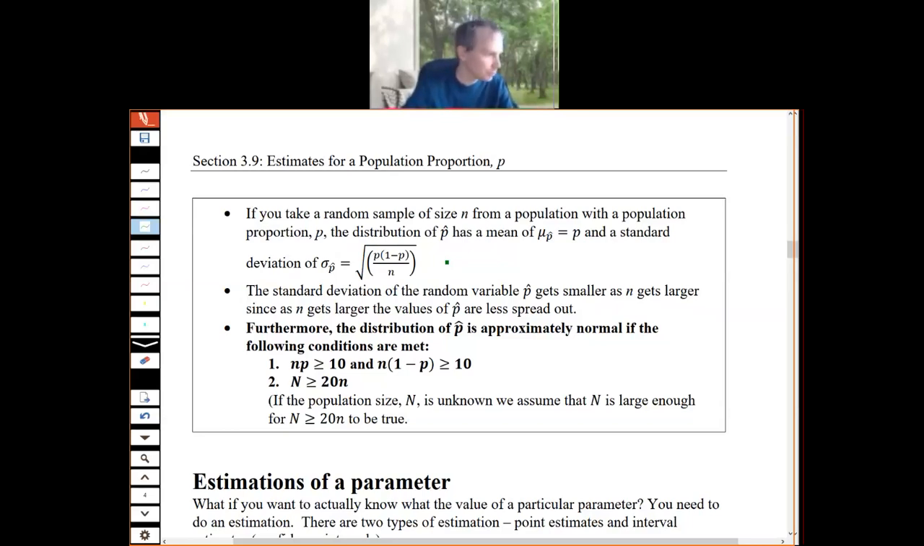Okay. One of the things to note is that the standard deviation of our random variable gets smaller as n gets larger. If I look at this formula, the n is in the denominator. If you divide by bigger and bigger numbers, your number will get smaller. And this thing here is the standard deviation. So I can see by the formula that as my sample size gets larger, standard deviation gets smaller. And remember, that's measuring the variability, right? So smaller standard deviation is more consistent data. So if we have a bigger sample size, we'll have more consistent data.